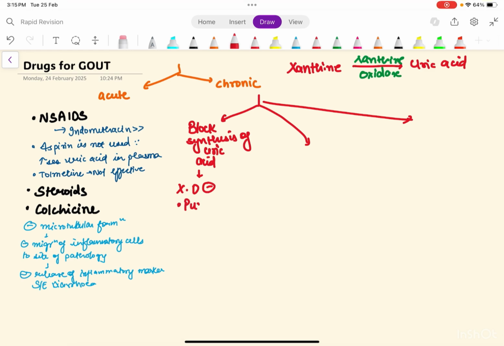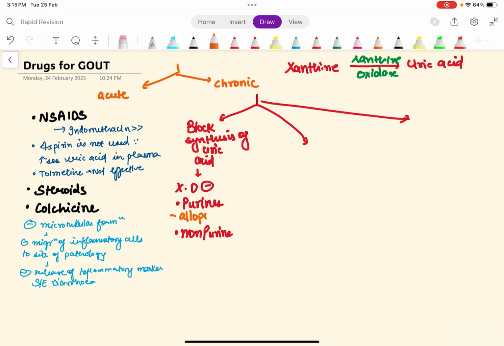Now here there are two types. One is purines and second is non-purines. Now in purines there is allopurinol, and in non-purines we have febuxostat. All right, then coming on to the second mechanism.